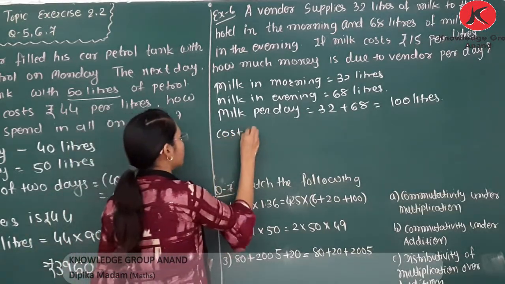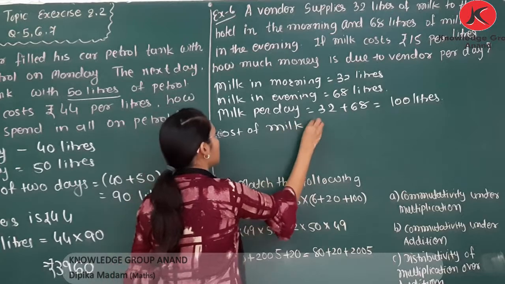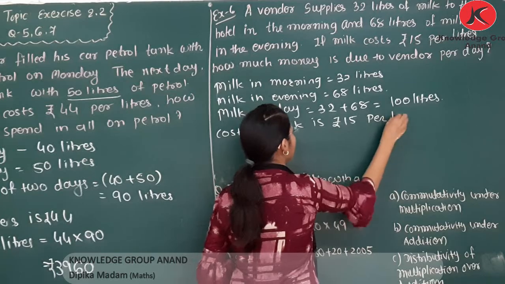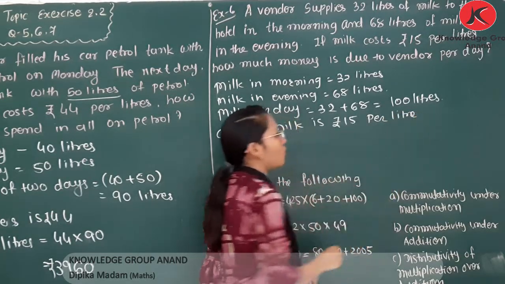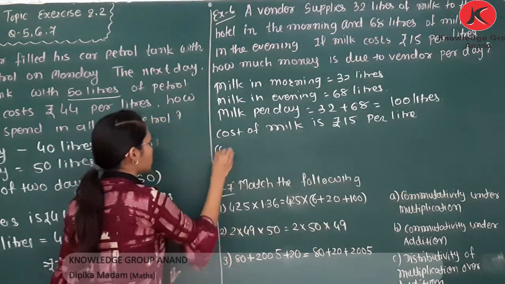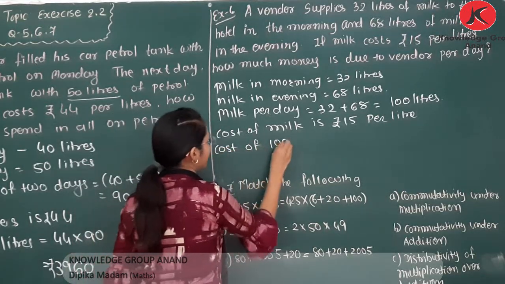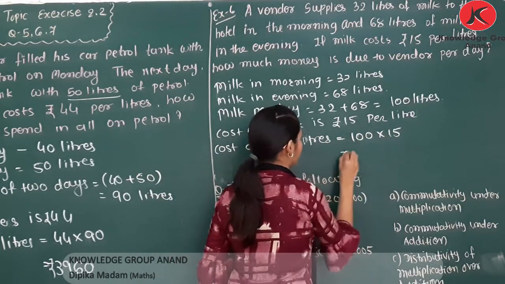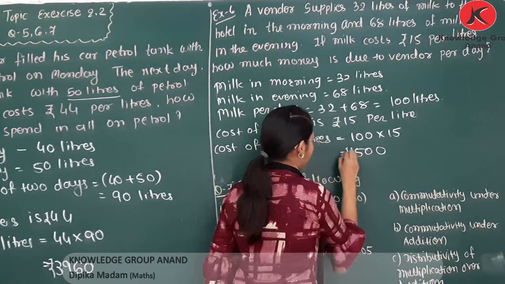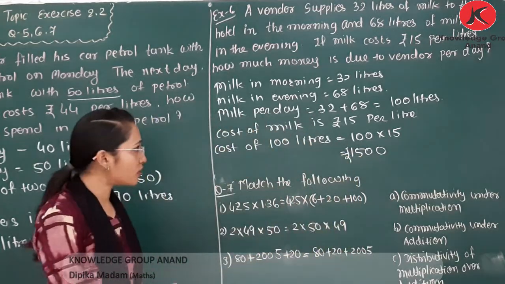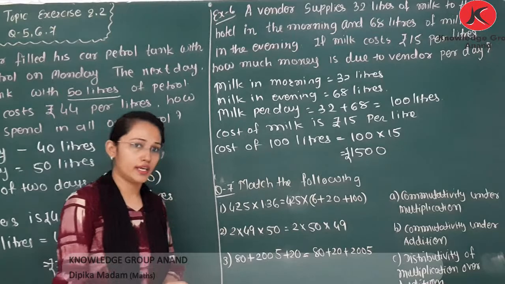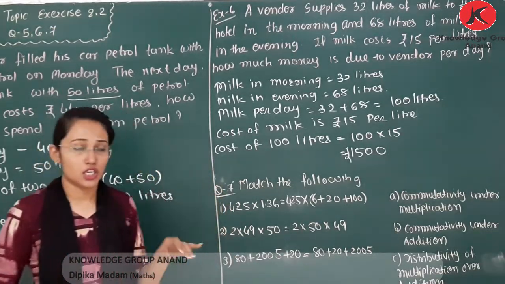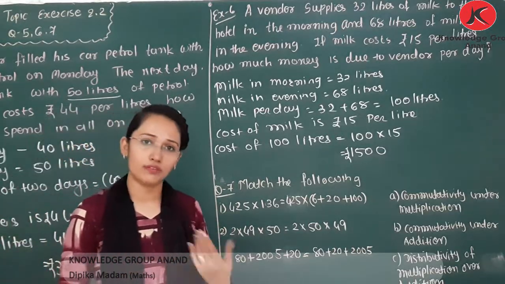Cost of milk is 15 rupees per liter, meaning the cost of 1 liter is 15 rupees. So the cost of 100 liters is equal to 100 into 15, 1500 rupees. This will be the overall cost of a day. This way you can find the answer for other examples if the numbers are changed. We already solved this kind of example in a previous video.